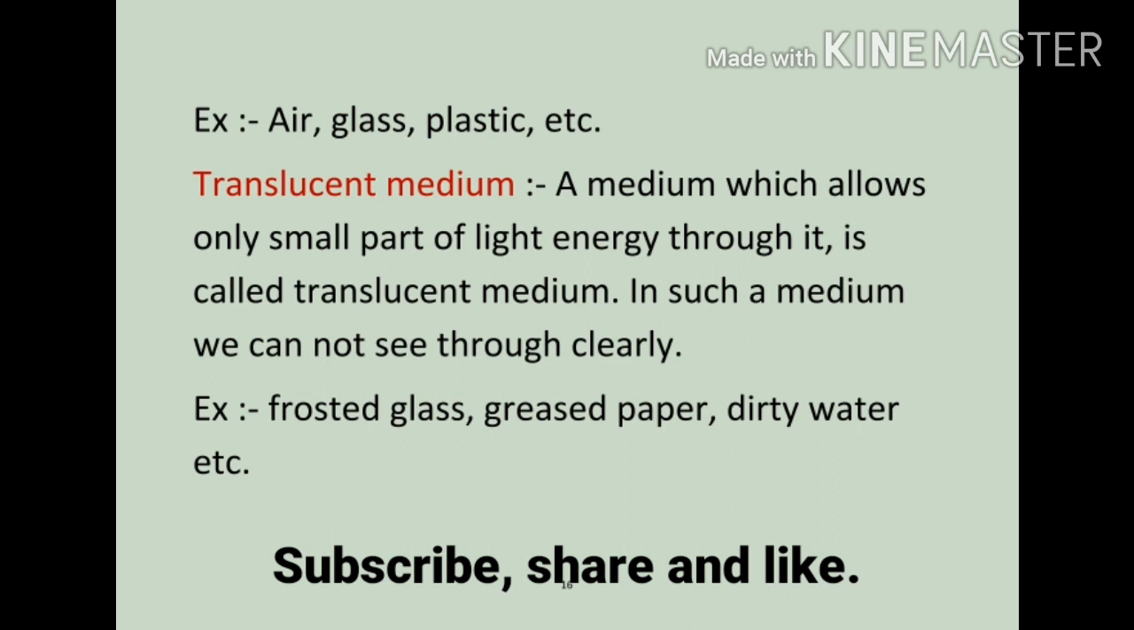Next one is a translucent medium. A medium which allows only a small part of light energy through it is called a translucent medium. In such a medium, we cannot see through clearly. Example, frosted glass, greased paper, dirty water, etc.